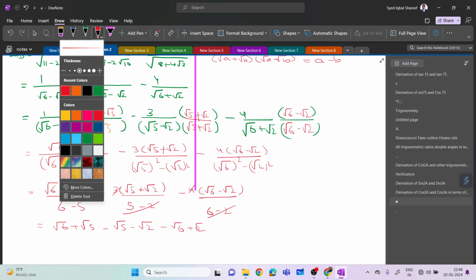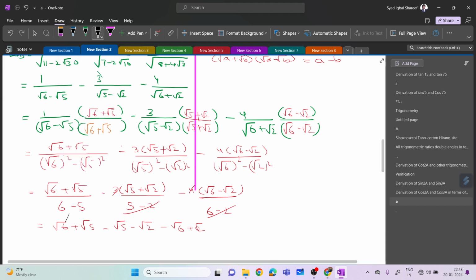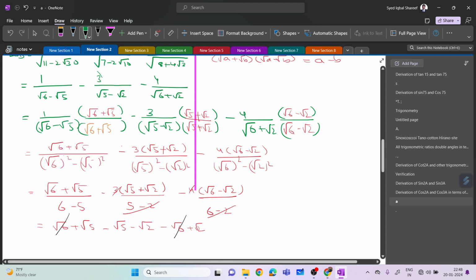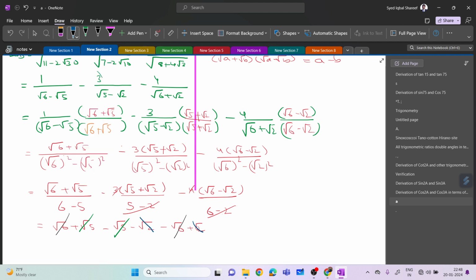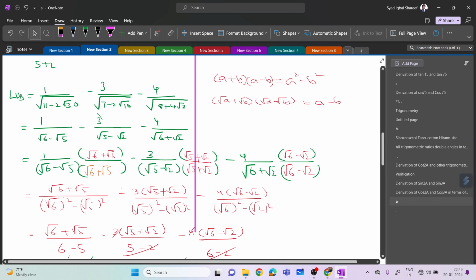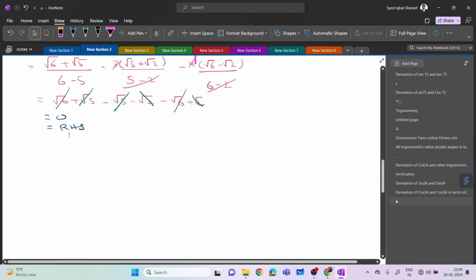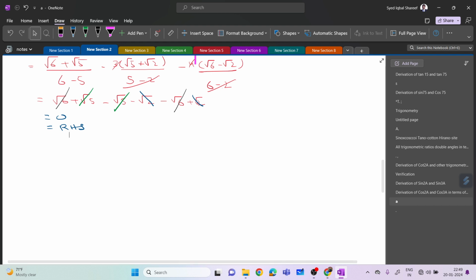Now cancellation. Root 6 gets cancelled, root 5 gets cancelled, and minus plus gets cancelled. Everything gets cancelled to 0, which is our right hand side. So we have taken the left hand side and proved it equal to the right hand side. This is done. Now one more problem we'll do. This is the problem.